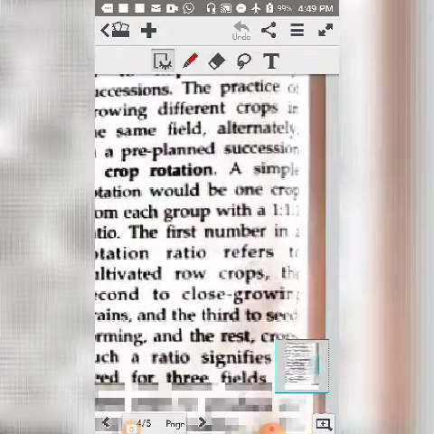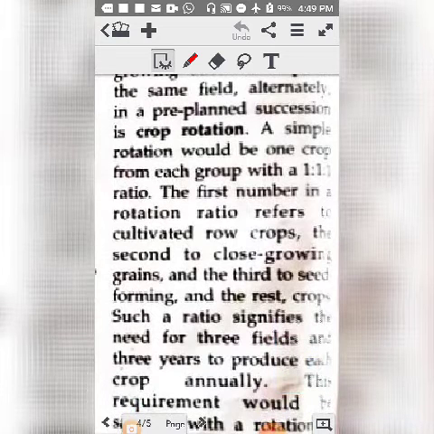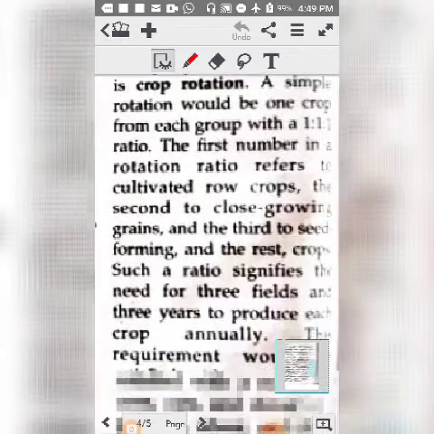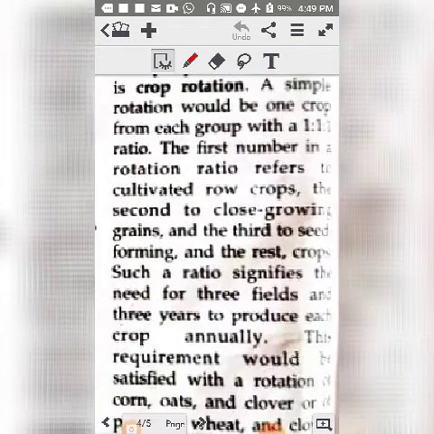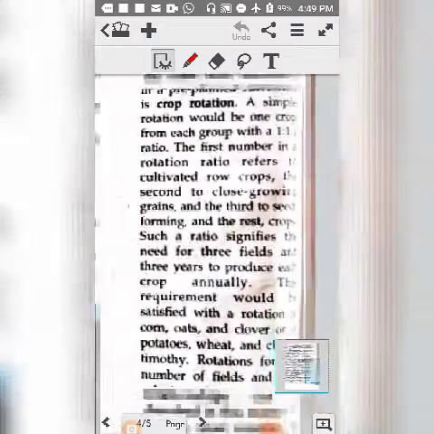The first number refers to the cultivated row crops, the second to the close-growing crops, and the third to the seed forming crops. Such a ratio signifies the need for 3 fields and 3 years to produce the crop annually. So this is the only way it is different.